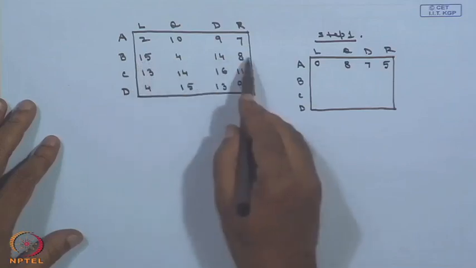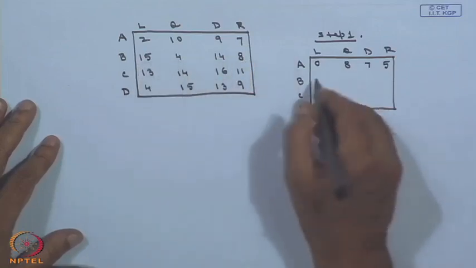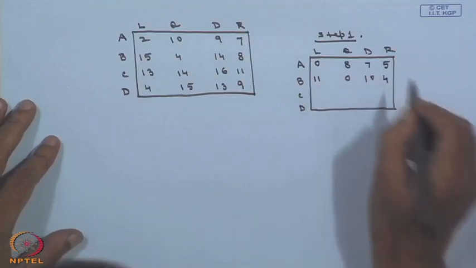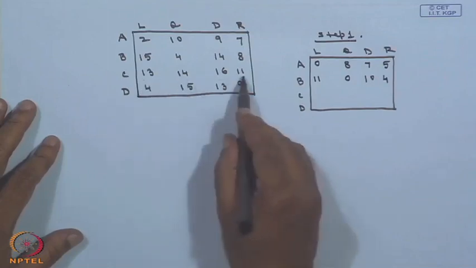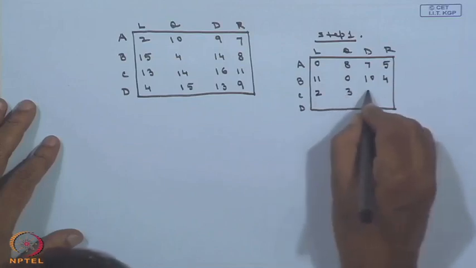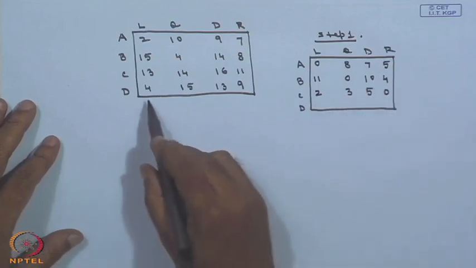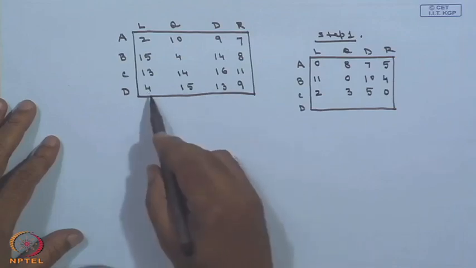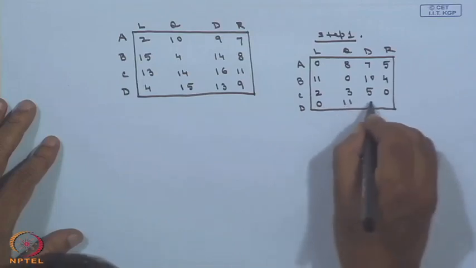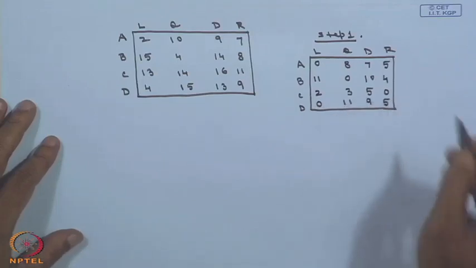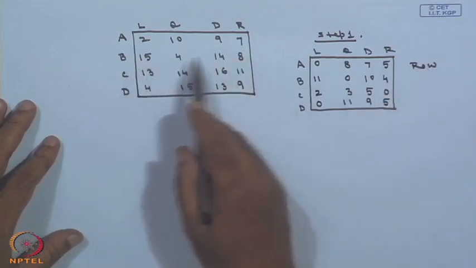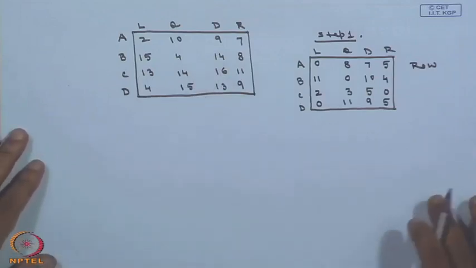Then come to the next row, the smallest element is 4. So, subtract again: 15 minus 4 is 11, then 0, after that 10 and 4. Similarly, for the third row the smallest element is 11. After subtraction it becomes 2, 3, 5 and 0. In the next one, the smallest element is 4. So, 4 minus 4 is 0, 15 minus 4 is 11, then 9 and after that 5. So, this is for the rows. For each row you find the smallest element and subtract it from all the elements.